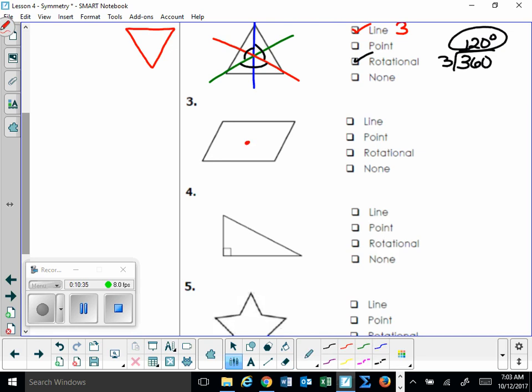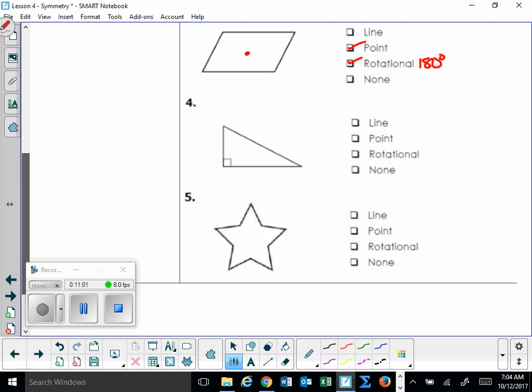Okay, how about a center point? If I rotate that 180 degrees, yeah, that's going to work, right? And if you have point symmetry, you definitely have rotational symmetry. And in fact, 180 degrees and 360 degrees are the only way to rotate that parallelogram and have it come back to itself.